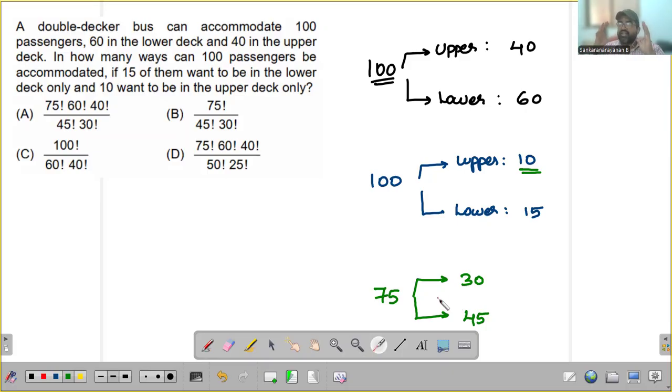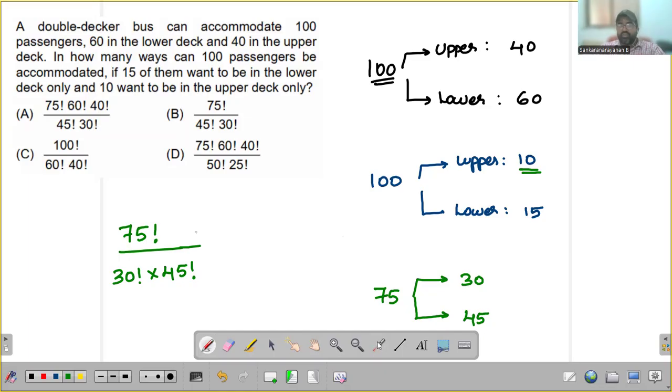So your task now is to split that remaining 75 who don't have any conditions. They are okay with upper or lower. Split that 75 into two groups: one group of 30, another group of 45. How many ways can you do it? That will be 75 factorial divided by 30 factorial into 45 factorial. You got it? So that is the first task.